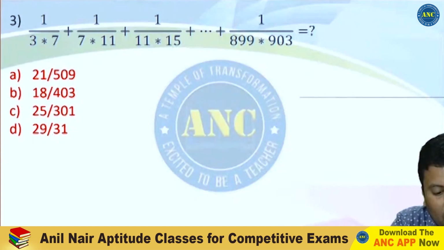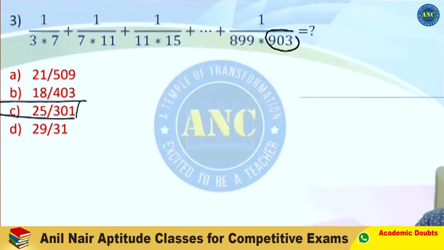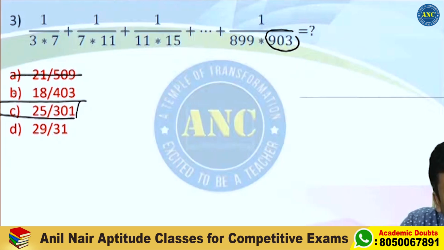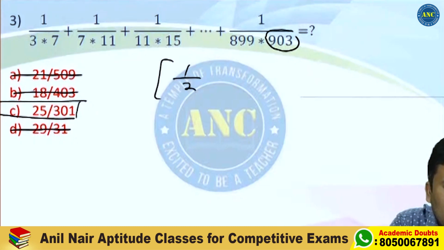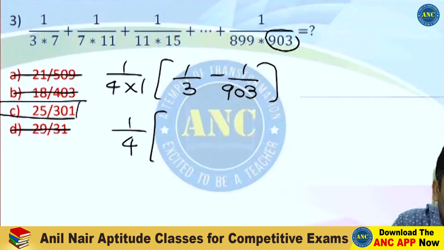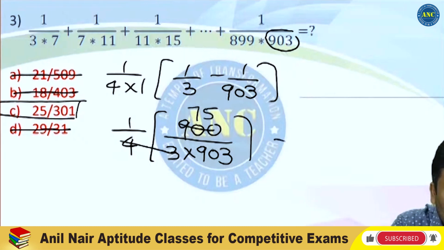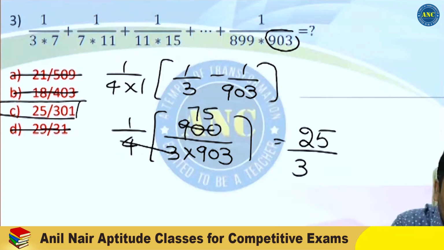Now see here. What is the last numerical value? 903. The answer should contain 903 or its factor. Only 301 is a factor of 903. You don't need to use any method. All these are eliminated. Let us solve. This is nothing but 1 by 3 minus 1 by 903, which is 1 by 4 into 1, 1 by 4 into 903 minus 3, 900 by 3 into 903. So 1275, 325, 25 by 301.